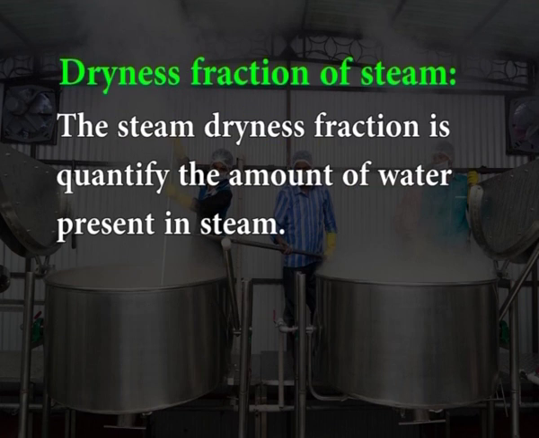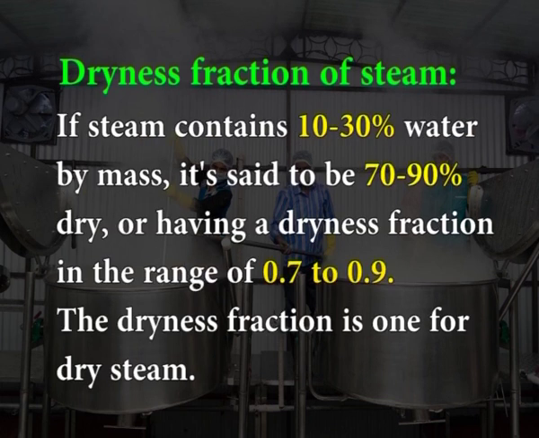The quality of steam is expressed in terms of dryness fraction. The steam dryness fraction quantifies the amount of moisture present in the steam. For example, if steam contains 10 to 30% moisture by mass, it is said to be 70 to 90% dry. In other words, it has a dryness fraction in the range 0.7 to 0.9. The dryness fraction for a dry steam is unity.